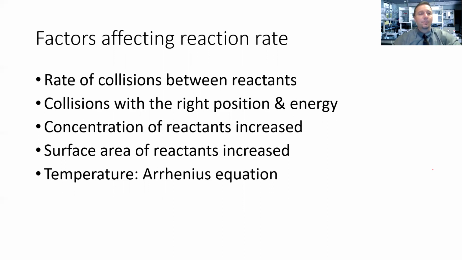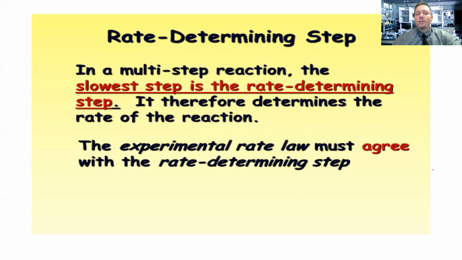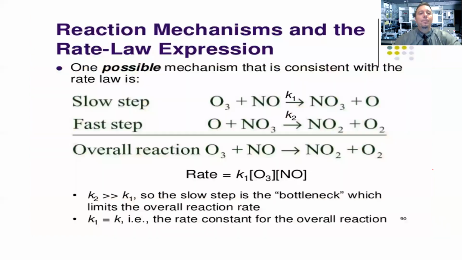Real important concept: what is the rate determining step? Hopefully you remember that, it's the slow step. So you have to find the slow step. That is your rate dependent step. Your overall rate reaction must agree with it. It doesn't have to have every species, but it has to have the species that are listed in the final reaction, and it still has to agree with the slow step.